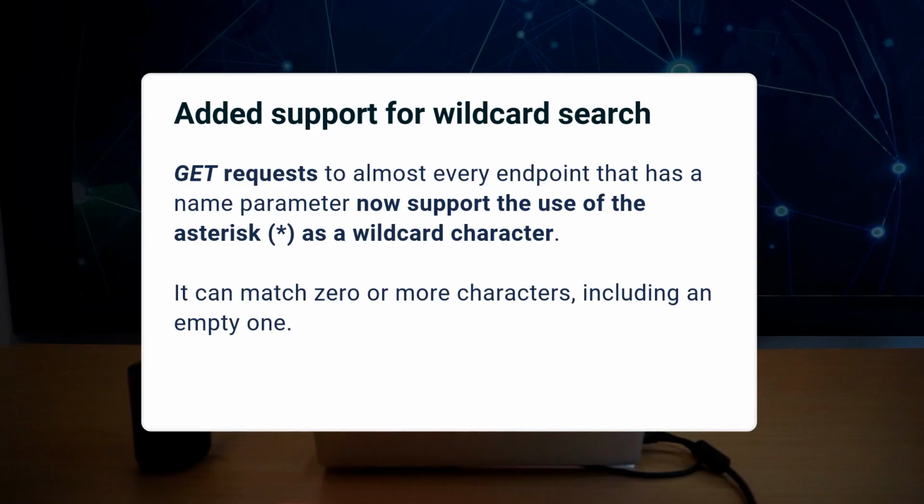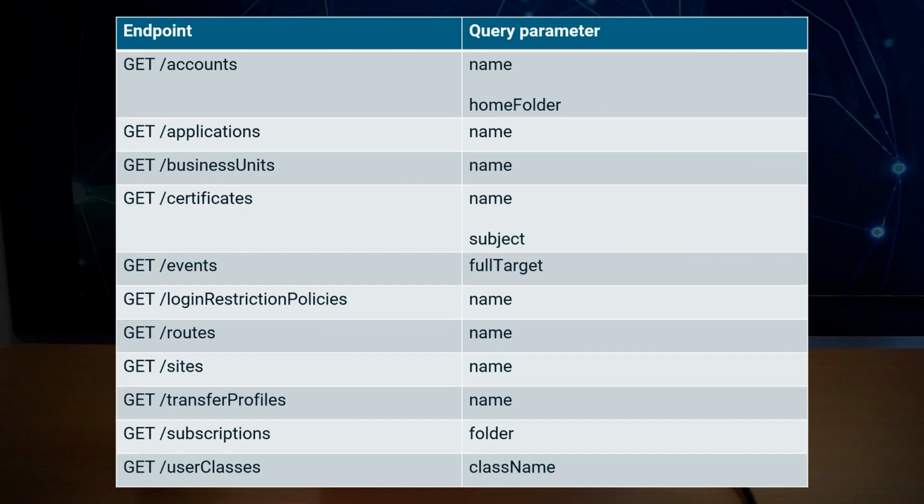GET requests to almost every endpoint that has a name parameter now support the use of the asterisk as a wildcard character. It can match 0 or more characters, including an empty one. Note that if you pass an empty string as the parameter value, you will not get the objects in which this parameter is not set. You can pause the video to take a look at the endpoints and properties that have been updated to support wildcard search.